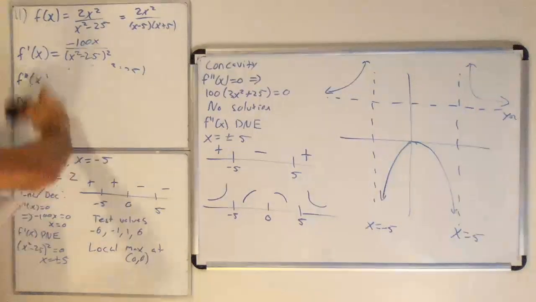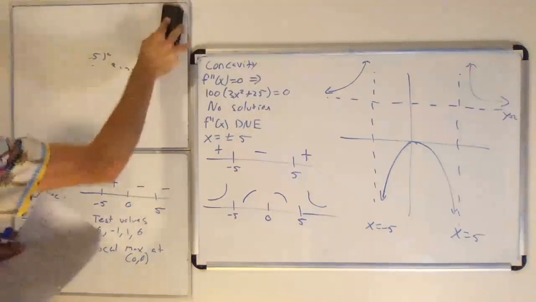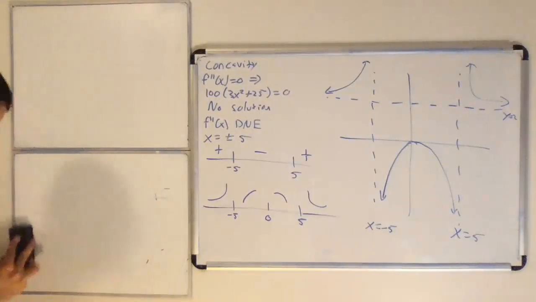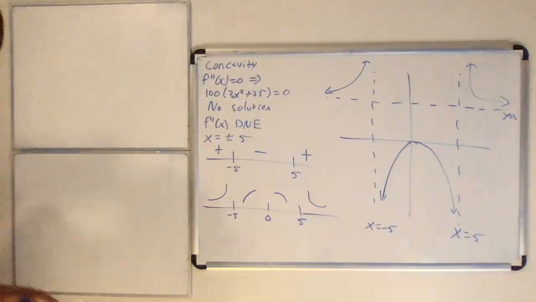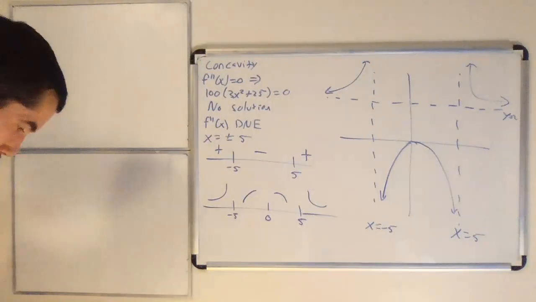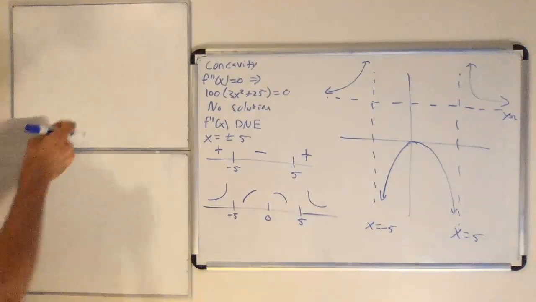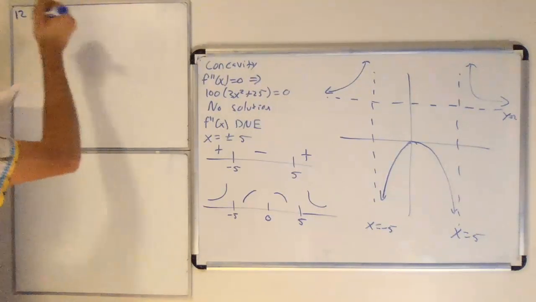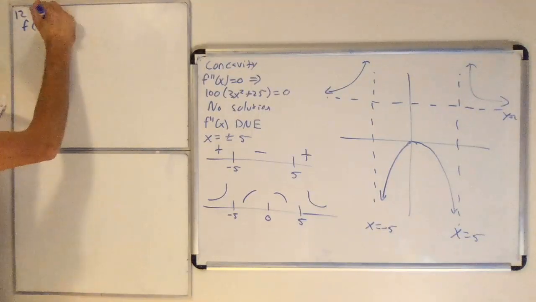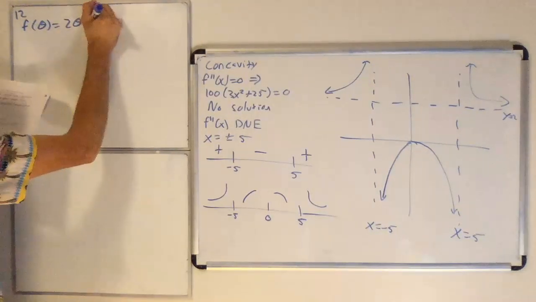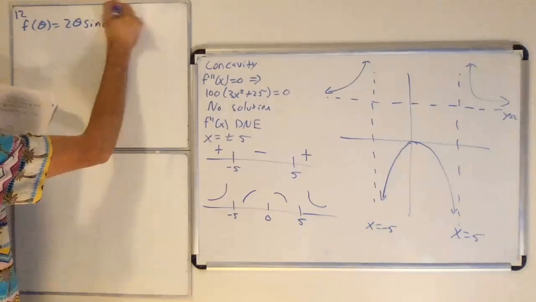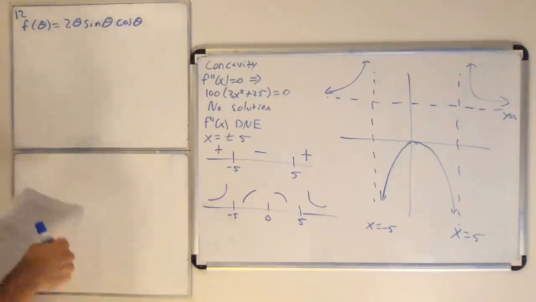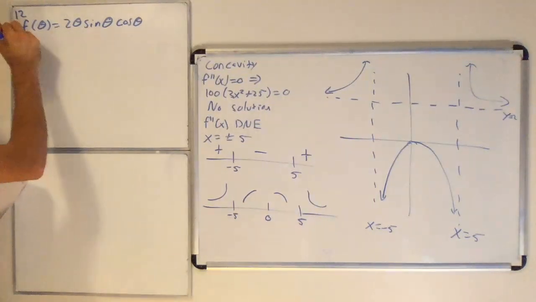All right, so now we'll move on to question 12. That was a big one right there, number 11. Question 12 is derivatives. Let's just see if we know our derivative rules. All right, so 12 is compute the derivative of a bunch of functions. First one is f of theta is equal to 2 theta sine theta cosine theta. Okay, so this is a product of 3 functions.